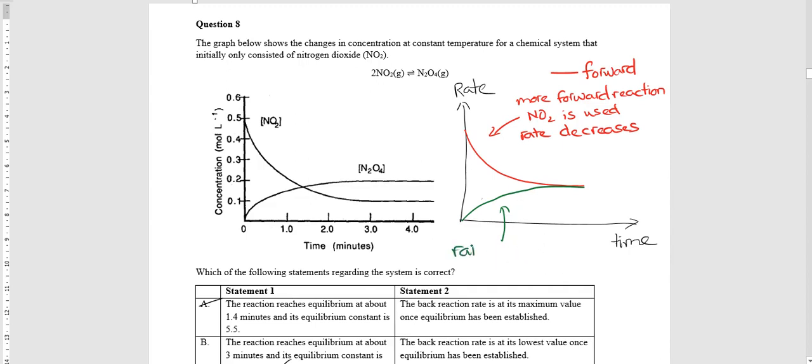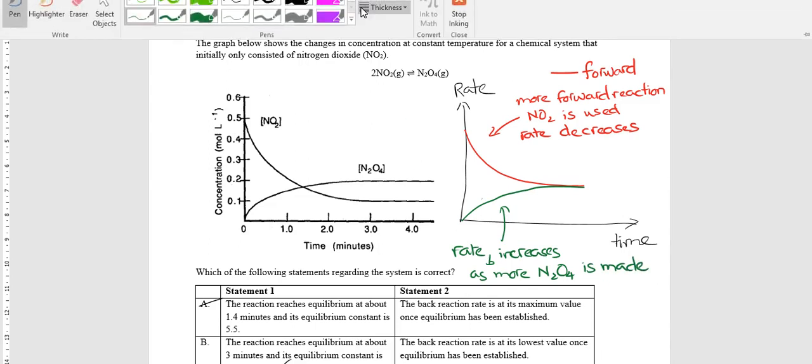Rate of back increases as more N2O4 is made, because if you're making N2O4, you're making the reactant for the back reaction, and that is going to increase the rate. The higher the concentration of the reactant, the higher the reaction rate.